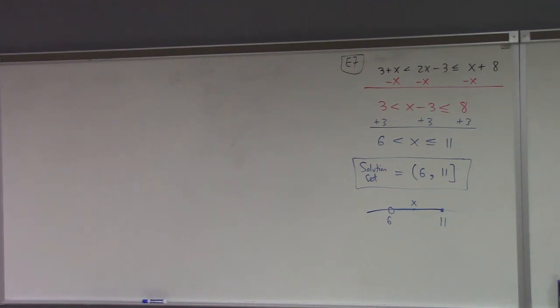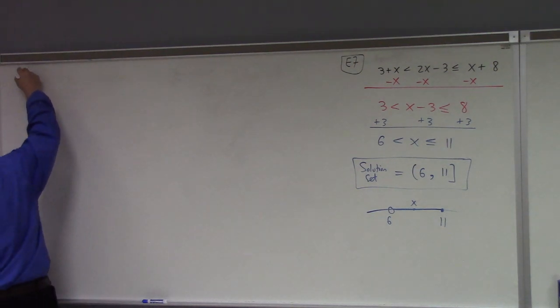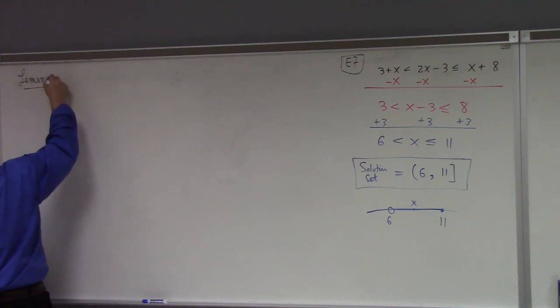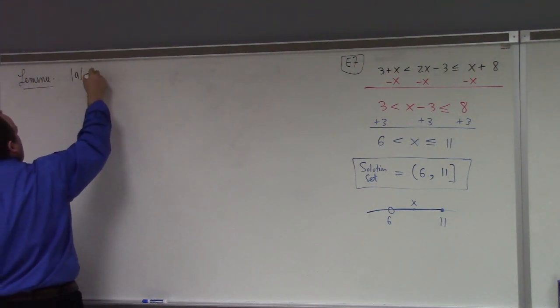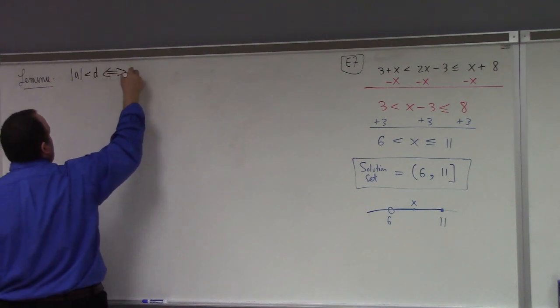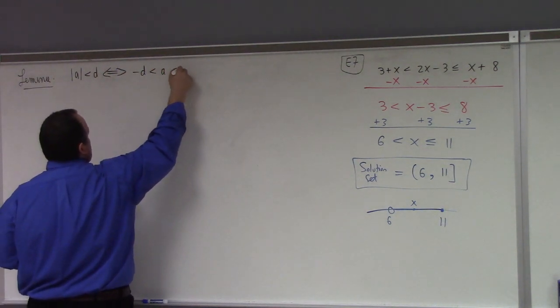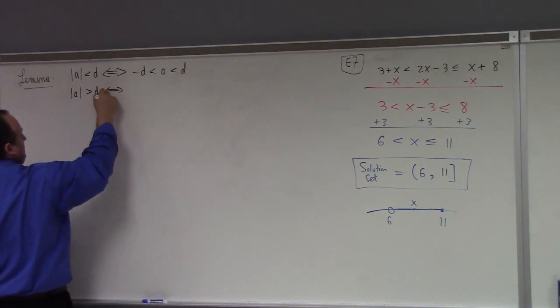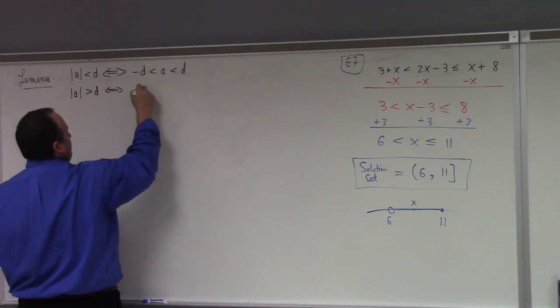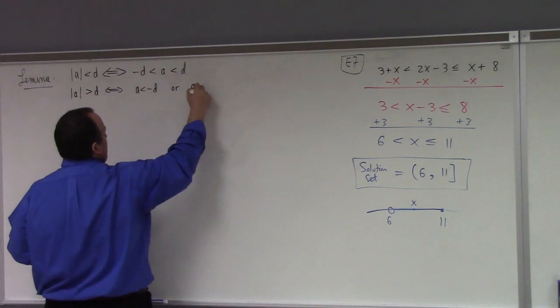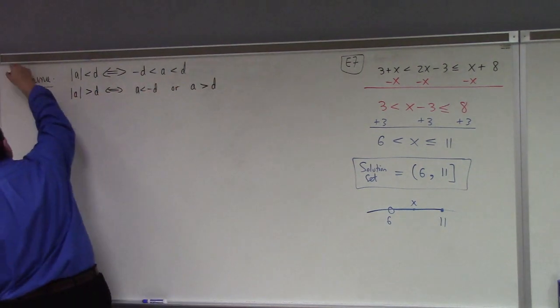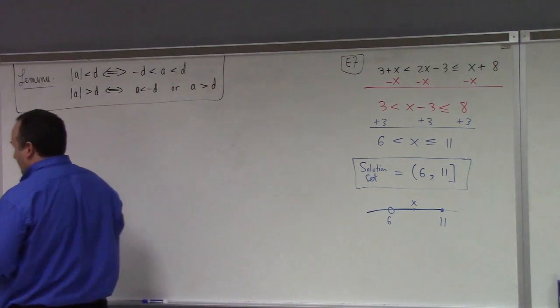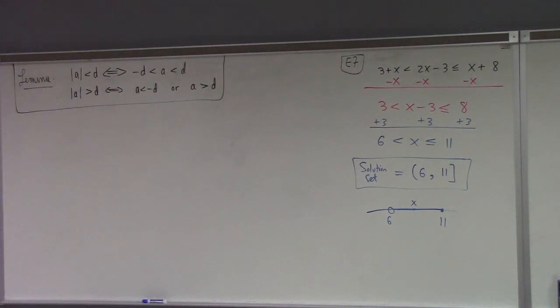So let me write it down again for our reference. Fundamental lemma: absolute value of A less than D is interchangeable with minus D less than A less than D. Absolute value of A greater than D is interchangeable with A less than minus D or A greater than D. And so that's the fundamental lemma that will guide our solving inequalities involving absolute value. We should always come back to this and use this, all right?